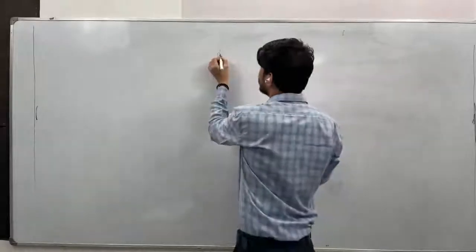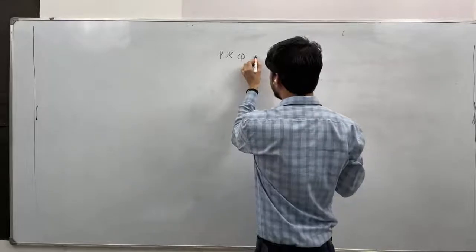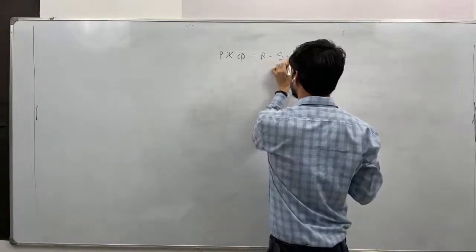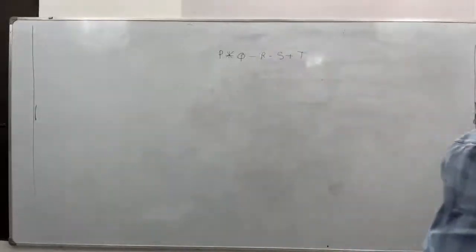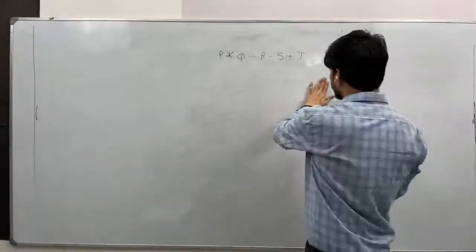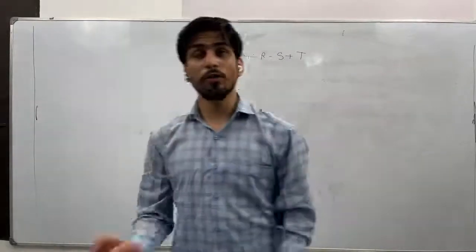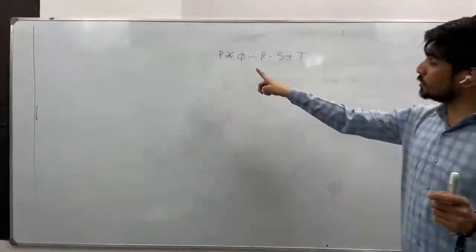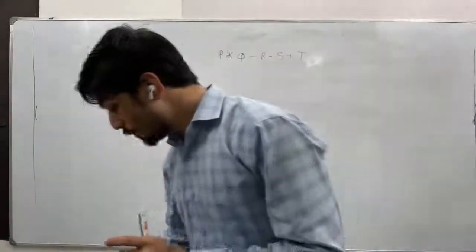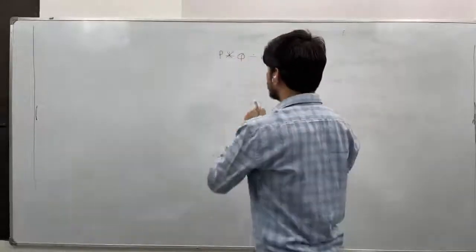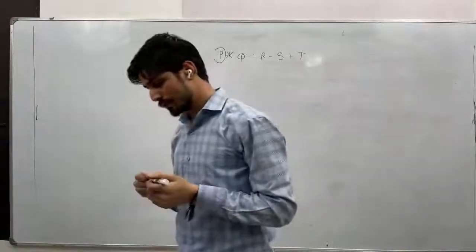Now they have given a relation: P star Q divided by R minus S plus T. How is P related to T? First of all, we have to find the relation. Can you tell me what P is, male or female? Female, because P star Q means sister, right? So this is female. And what is T here? We don't know, right? Okay.